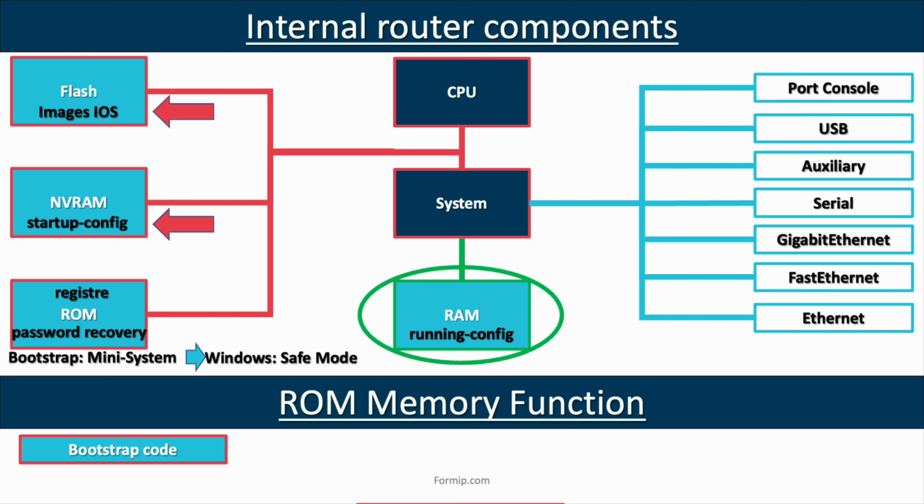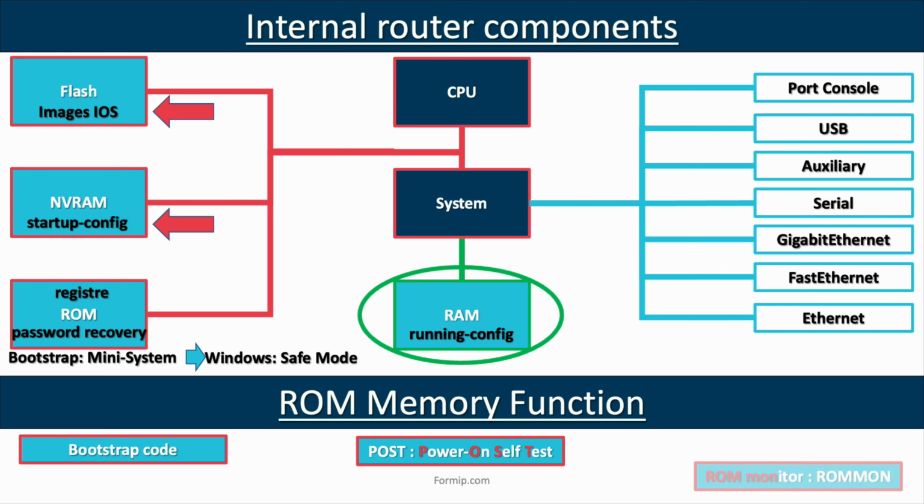We have the POST, which allows you to test the basic functionalities of the router. It runs a whole bunch of tests to find out if all the components that are used for the startup are available. And we have the ROM monitor, which is better known as ROMMON. This part includes a mini operating system that is normally used for testing, troubleshooting, or recovering a lost password. In this mode, the router has no routing and no IP features. That's why it can be compared to Windows Safe Mode.